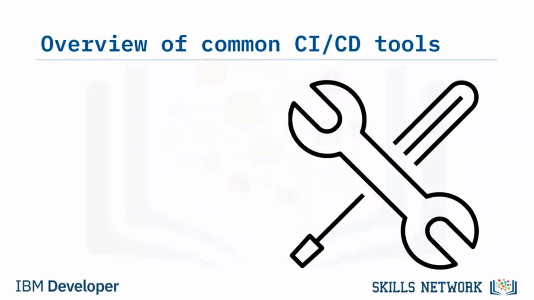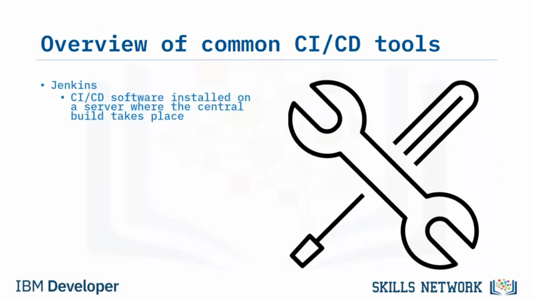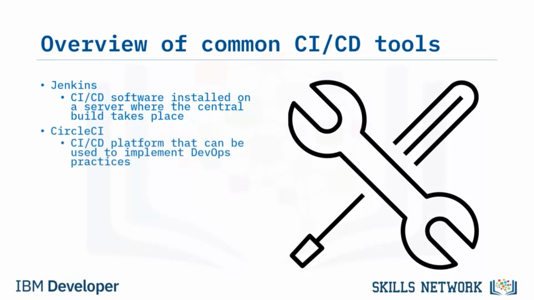Let's have a brief overview of some of the common tools for CI/CD. Jenkins is a CI/CD software that is installed on a server where the central build will take place. It's one of the oldest, most popular, and most complex of all the CI/CD tools. CircleCI is a CI/CD platform that can be used to implement DevOps practices. It performs deployments for continuous delivery, and you define workflows inside a circle.yaml file.